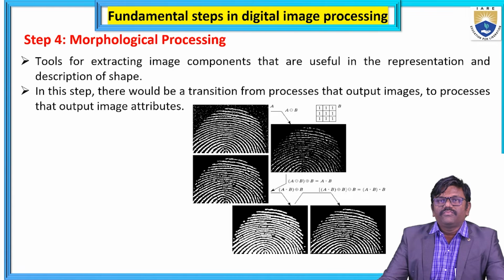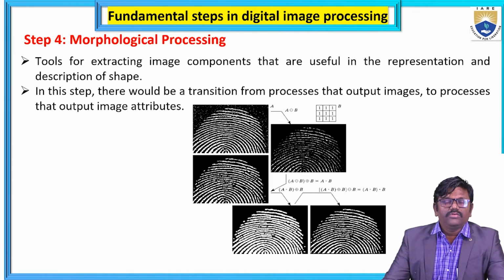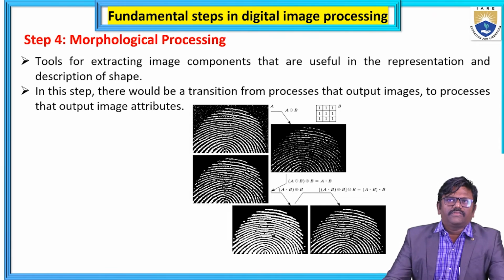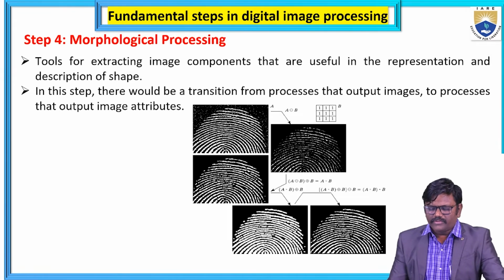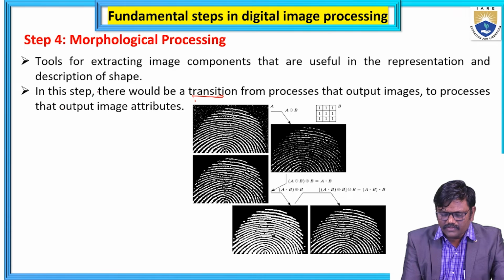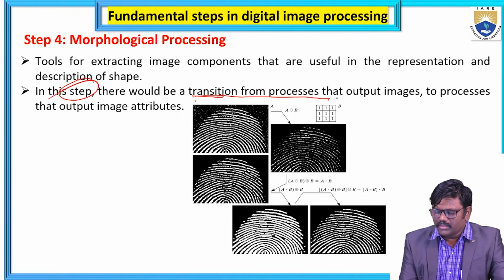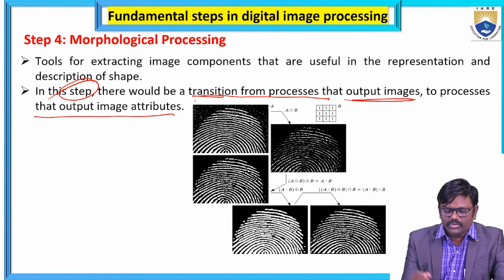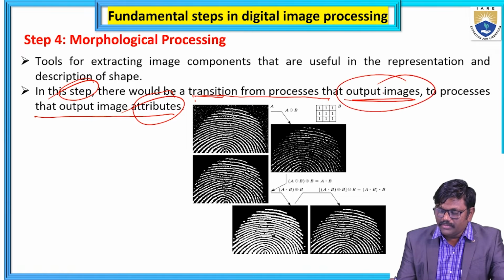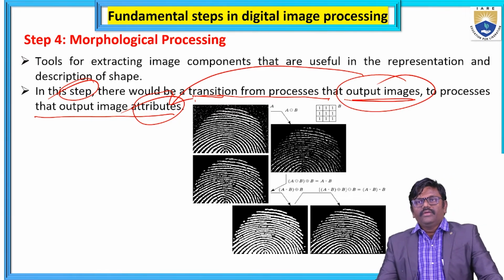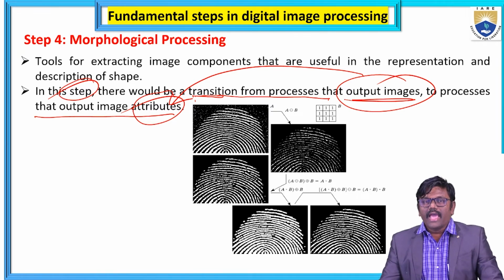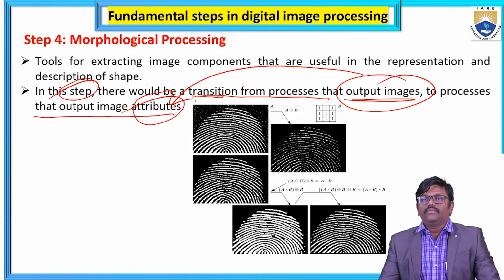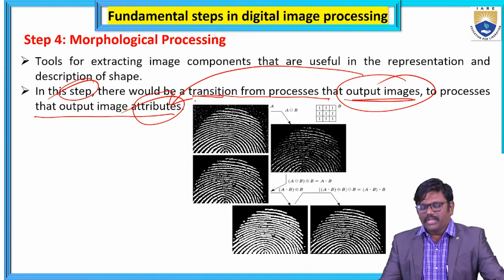Here, you see tools for extracting image components that are useful in the representation and description of the shape of the image. So in this step, there is a transition from processes that output images to processes that output image attributes. So what are the attributes we are concentrating on here? What are the attributes that help in terms of the morphological process of an image? That is what we are going to concentrate on here.